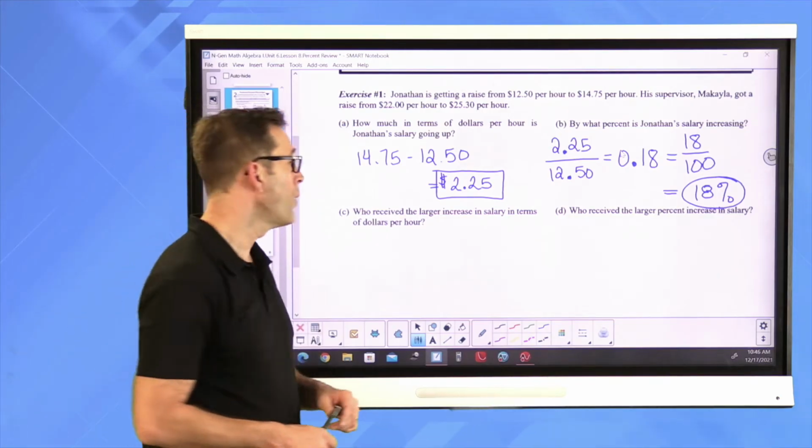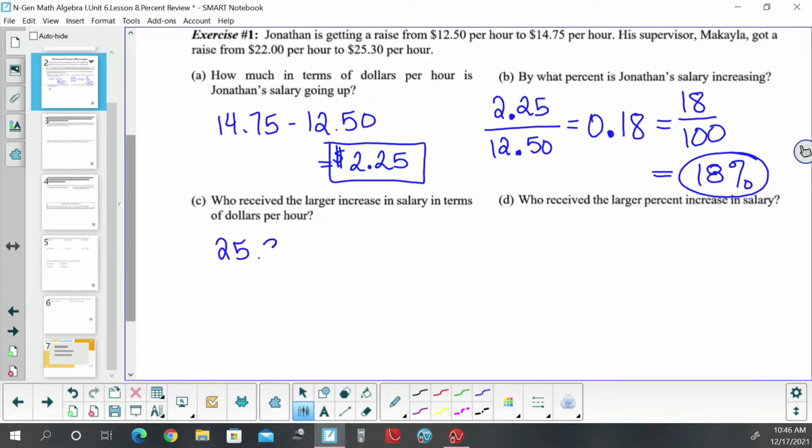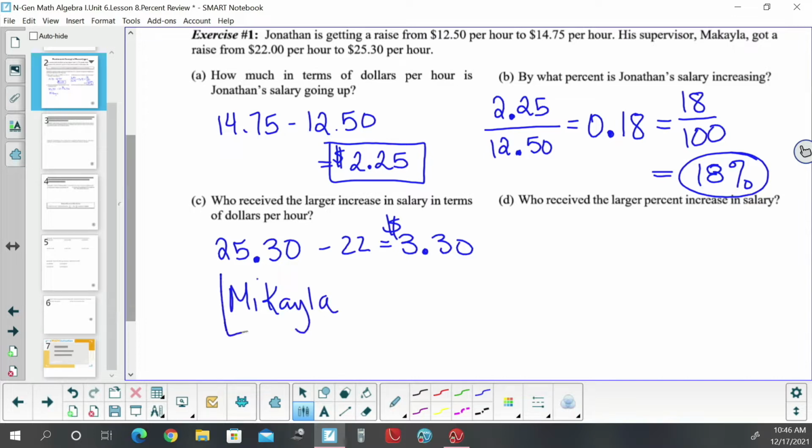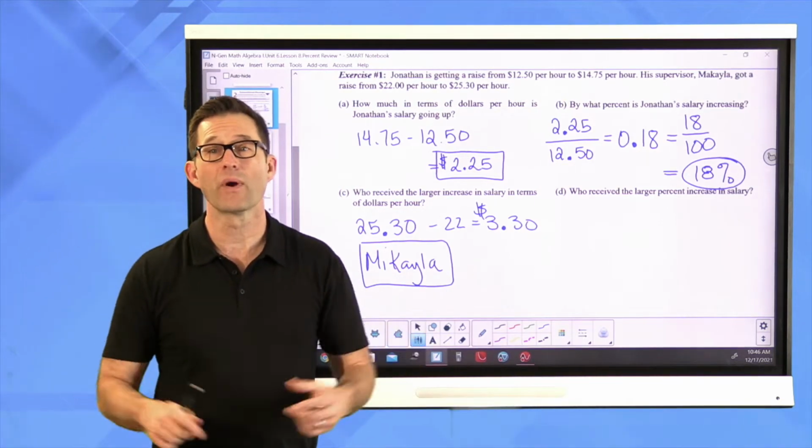Well, we just got to figure out Michaela's raise. Michaela's raise was $25.30 minus $22. She got a raise of $3.30. So Michaela got the larger raise. I mean, Jonathan got $2.25, Michaela got $3.30, there's no question. Michaela got the larger raise.